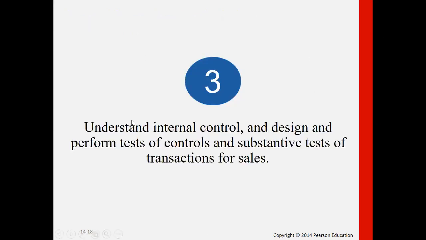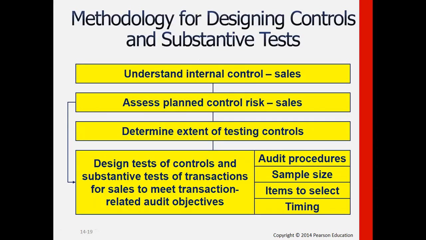Number three is that we have to understand internal control and design and perform tests of controls and substantive tests of transactions for sales. So for the methodology for designing controls and substantive tests, here are certain items that we have to take note of or take into account. We have here the flow. So we have to understand internal control of sales.